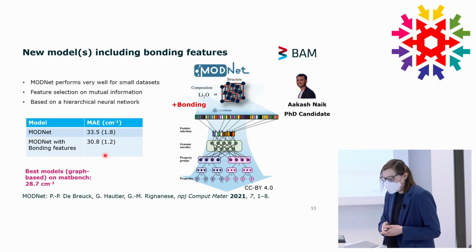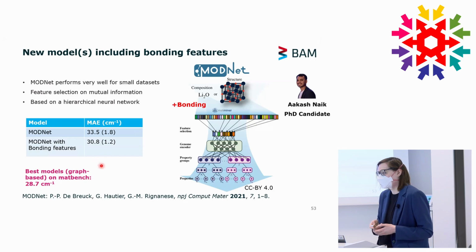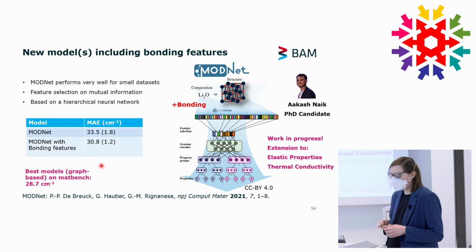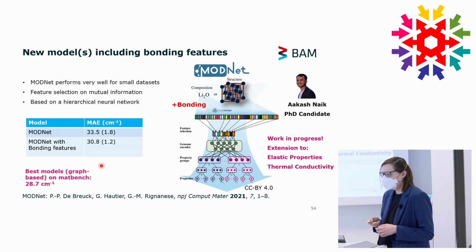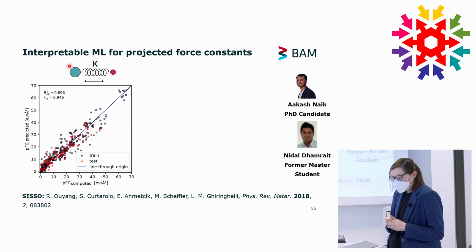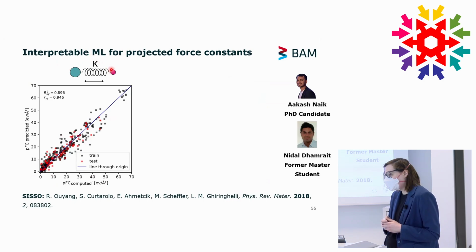As this is still a simpler model, just based on statistical features, we are not yet reaching graph-based models. But this is ongoing work at the moment, and we are extending it to thermal conductivity and also elastic properties. We've also built first interpretable machine learning models, because we hope that the correlations are more direct based on these bonding properties than on simple atomistic or elemental features. That has been a result from a master thesis.